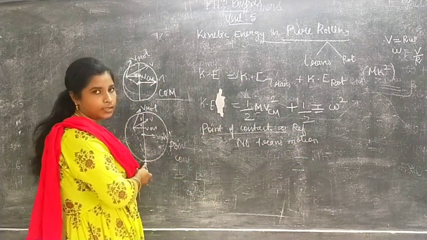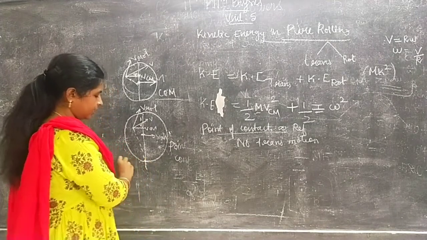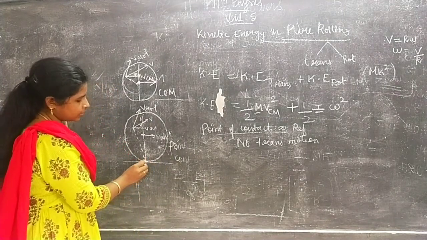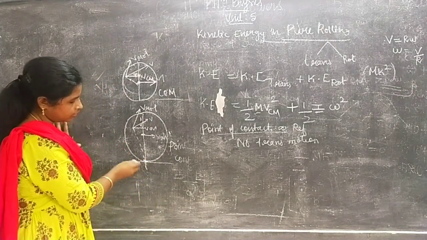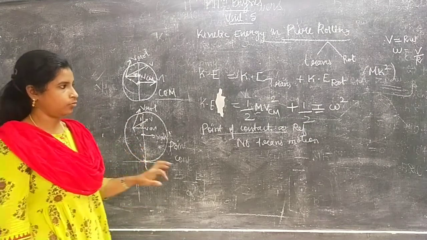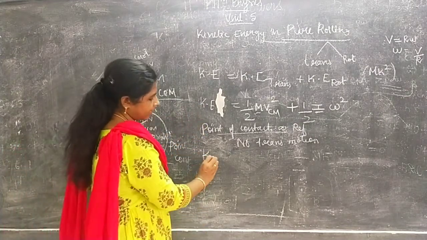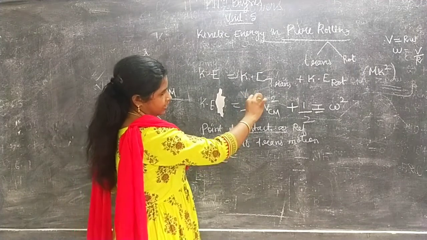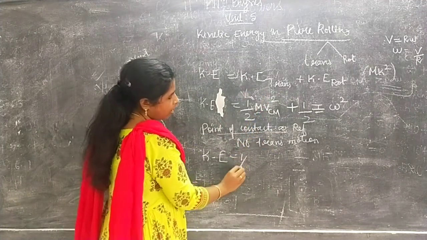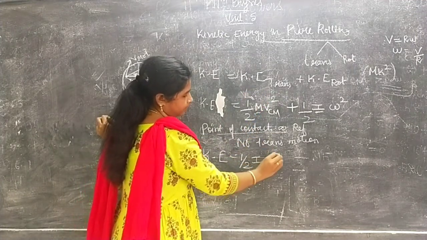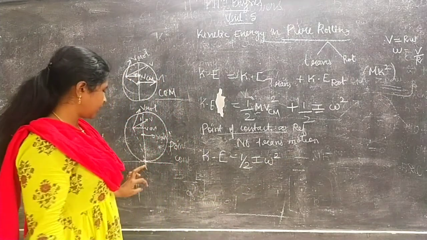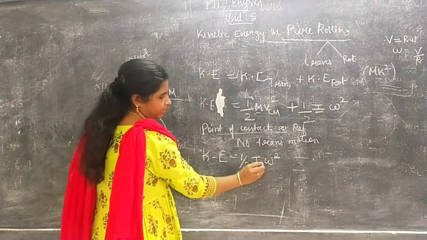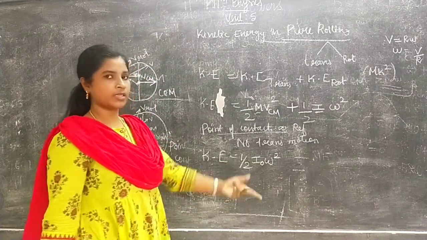When we consider the point of contact, what happens here? At this point it will only rotate. There is no translational motion. So we can write the kinetic energy. Here there is no translational motion, so that term becomes 0, and we have half I omega square. Since we are taking the point of contact, I am taking it as I naught omega square.